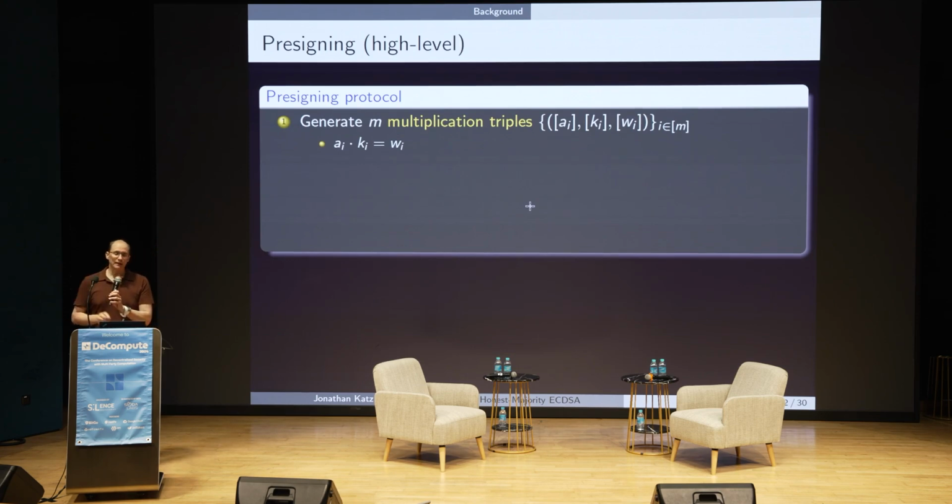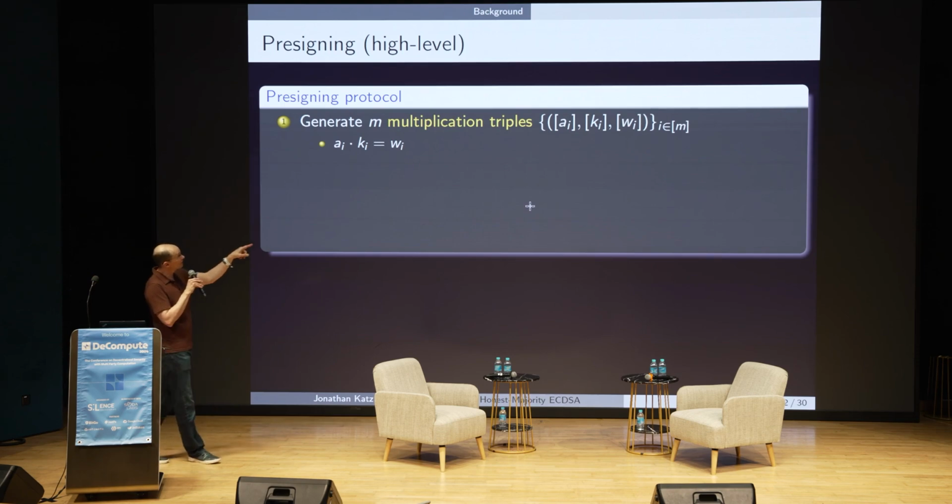So the way the pre-signing is going to work is as follows. At a high level, what we're going to do is use this technique of Beaver called multiplication triples, where you're going to generate a large number of multiplication triples, denoting them by Ai, Ki, and Wi. This notation where I put a value in brackets just indicates that that value is shared in a T out of N fashion among the servers controlling the key shares.